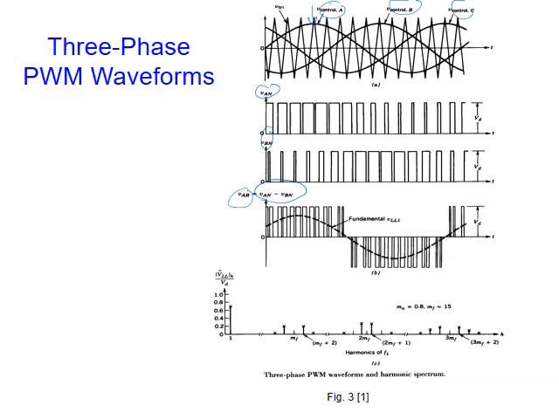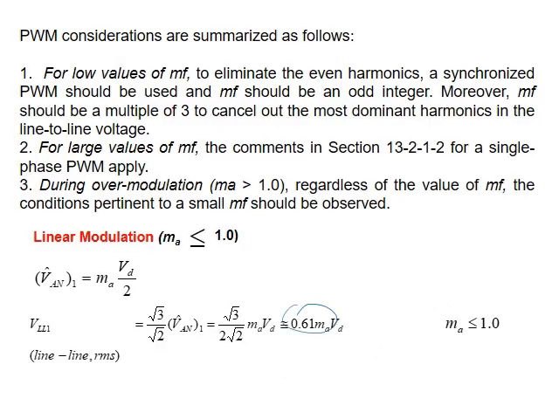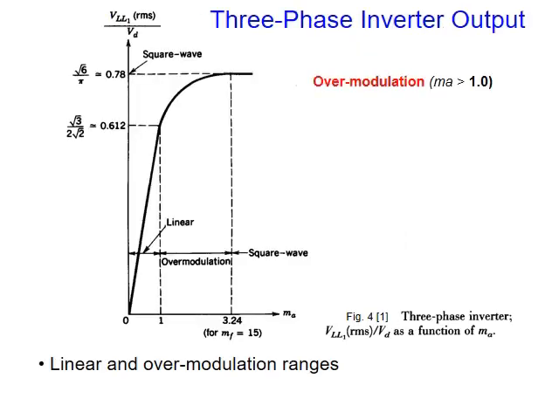In two legs, single phase full bridge. The same thing could be said for VBC, VCA. You see here 0.61, 0.61. These values are coming from here.